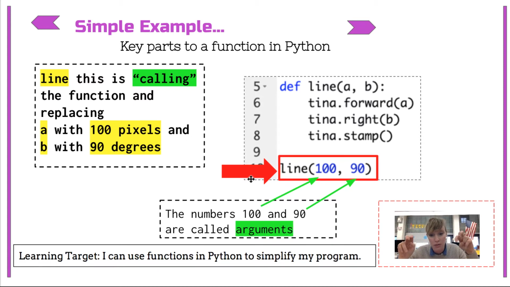Okay, line 10 is the vocabulary that we use. We say it's calling the function. So I call the function by saying its name and telling it what to replace the parameters with. So A and B are called parameters. They are the placeholders. When I put specific numbers in, like 100 and 90, those are called arguments, right? So it's kind of a subtle difference. A and B are variables, they're placeholders or stand-ins. When you call it, you actually have to put in the arguments that you want to replace them with.